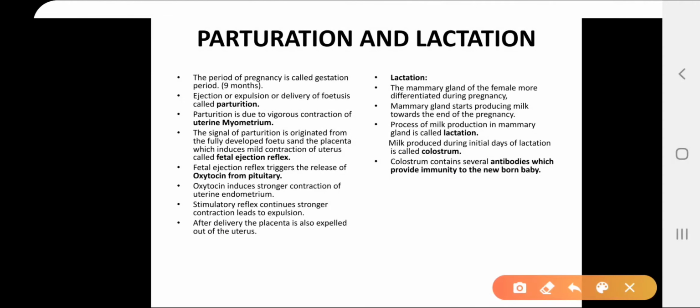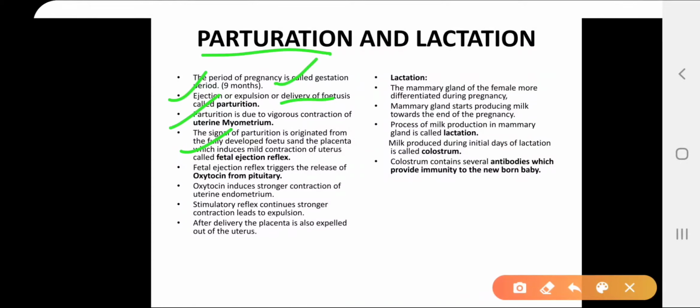Now, parturition. The period of pregnancy is called the gestation period. In human beings, it is generally 9 months. Ejection or expulsion or delivery of the fetus is called parturition. Parturition is due to vigorous contraction of the uterine myometrium wall. The signal of parturition originates from the fully developed fetus.